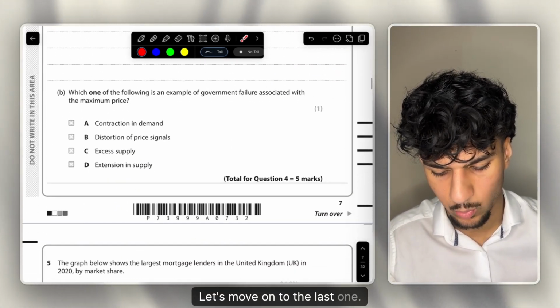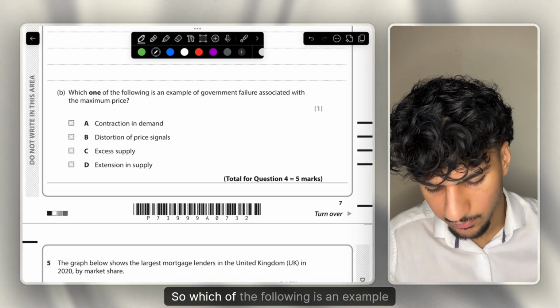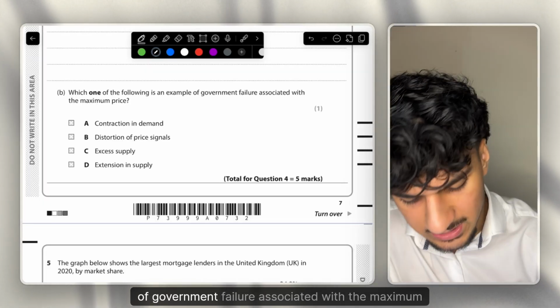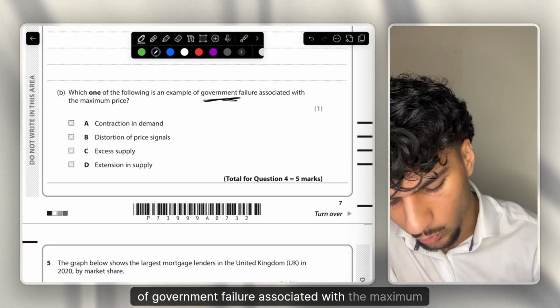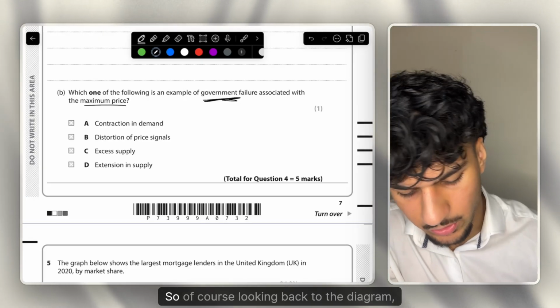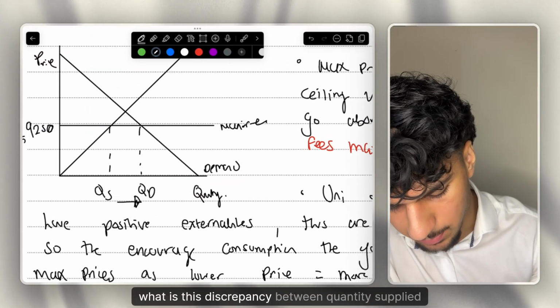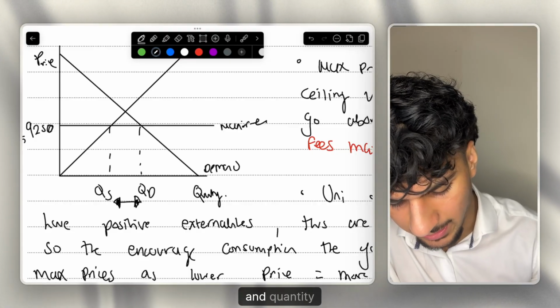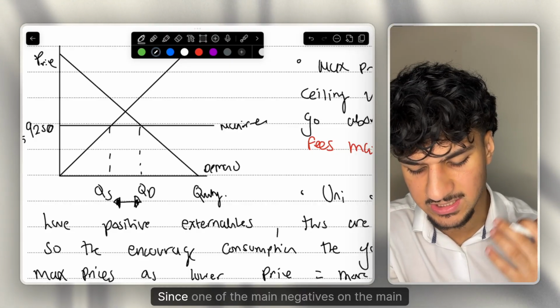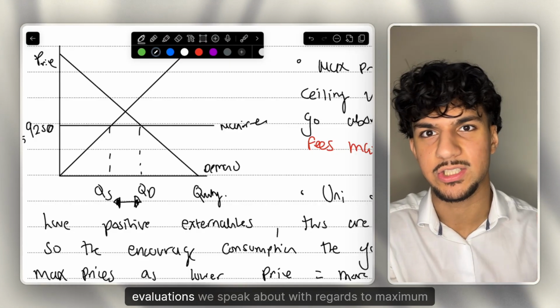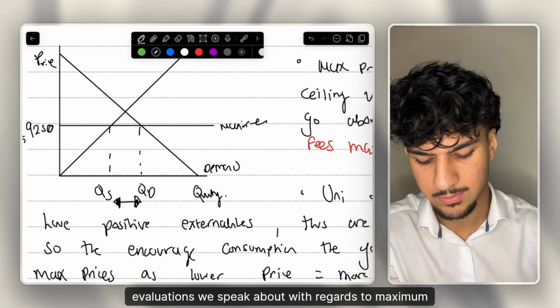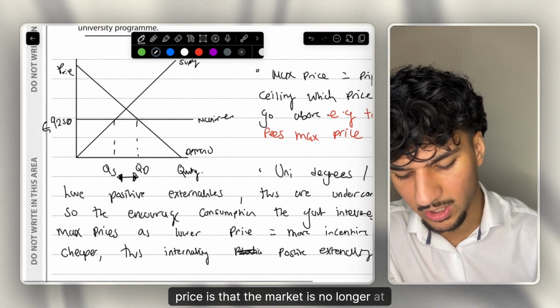Let's move on to the last 1 marker on this. So which of the following is an example of government failure associated with the maximum price? So of course, looking back to the diagram, what does the maximum price lead to? What does this discrepancy between quantity supplied and quantity demanded represent? Since one of the main negatives, one of the main evaluations we speak about with regards to maximum price, is that the market is no longer at equilibrium.